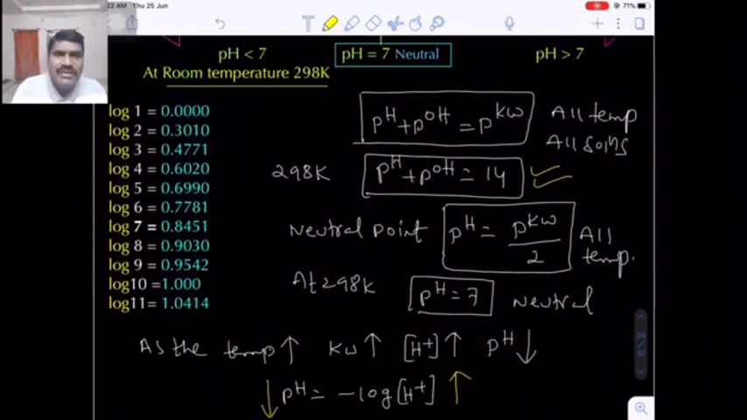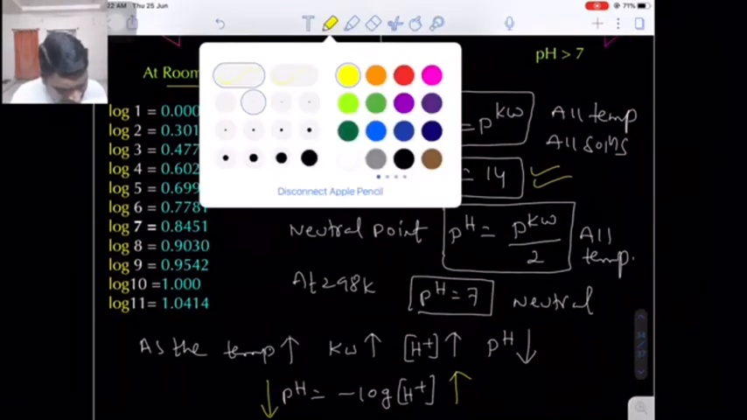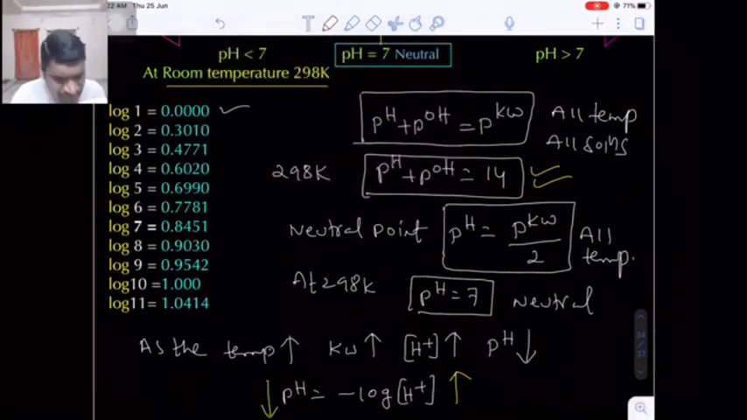Some logarithm values are given here. What is the logarithm of 1? Log 1 value is 0. Log 10 value is 1. Now log 2 value is 0.3010.